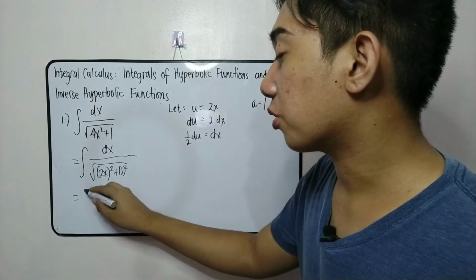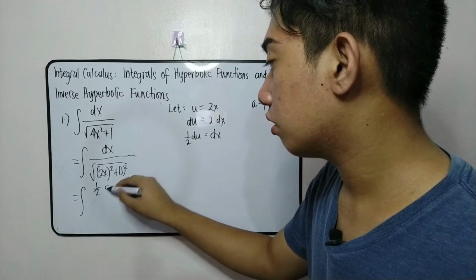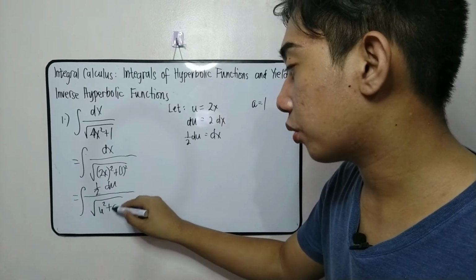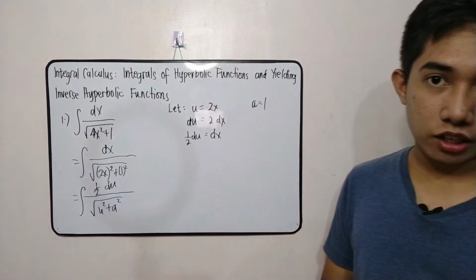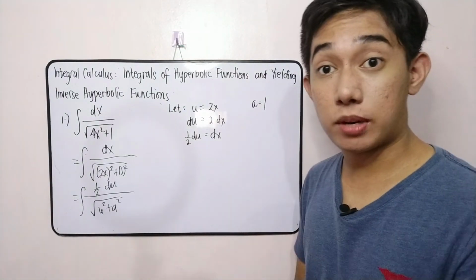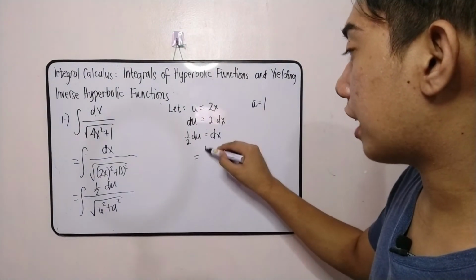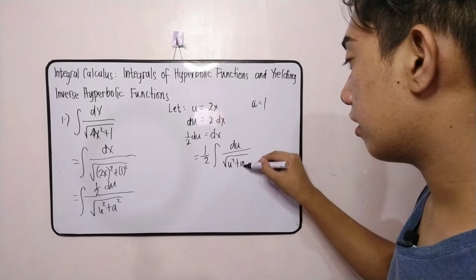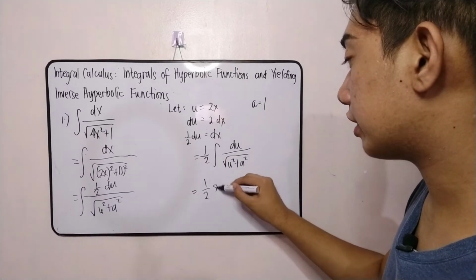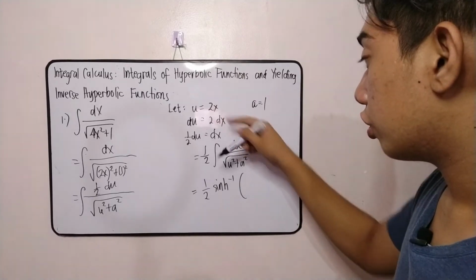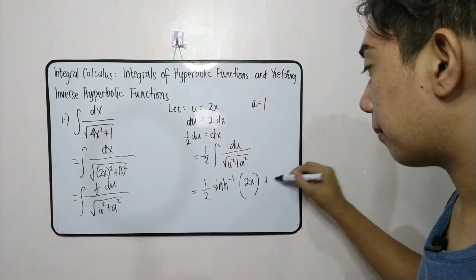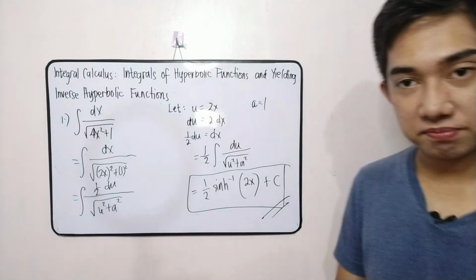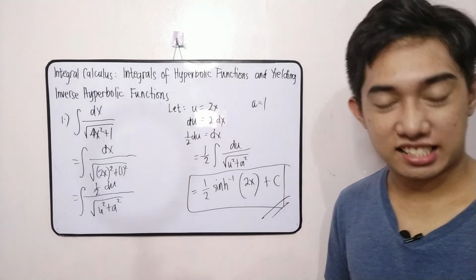Then we plug in our values. So we have 1/2 du all over square root of u squared plus a squared. And for this term, we know that this is an inverse hyperbolic sine. So, lalabas po na natin yung 1/2, du all over the square root of u squared plus a squared. Then, 1/2 inverse hyperbolic sine of u over a. So, 2x lang at ilalagay plus c. So, this is our final answer. Di ba ang dali? Dali lang siya, guys. Di ba?